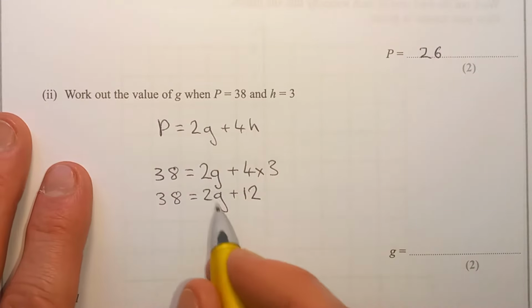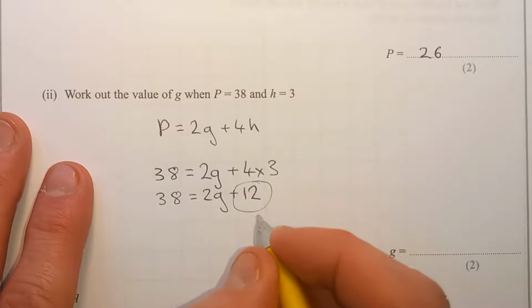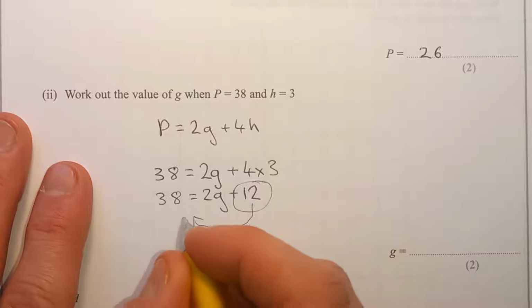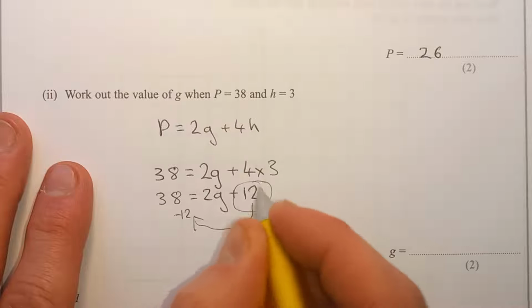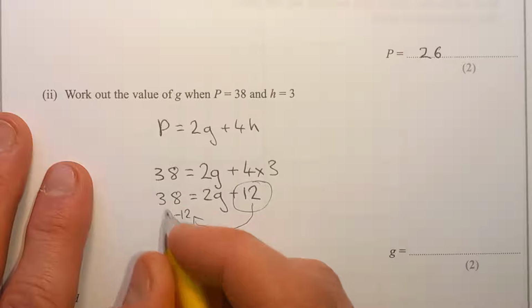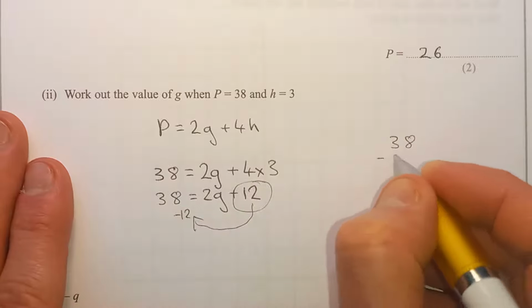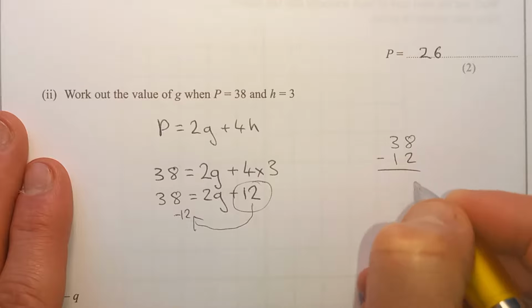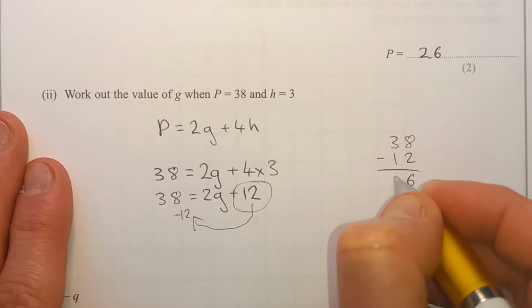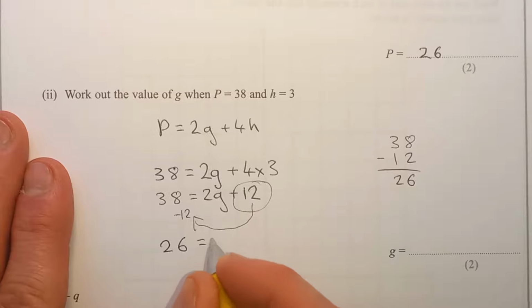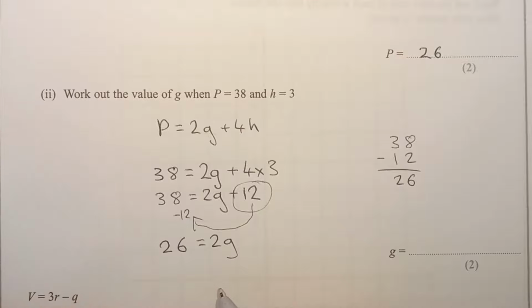Okay, so we want to get the G's on their own. So what I can do is get rid of this 12, and to get rid of it, I'm going to have to subtract it. So we're subtracting 12 from over here. We're going to have to subtract it over here as well. So we're going to want 38 minus 12. 8 minus 2 is 6. 3 minus 1 is 2. So that means we're going to end up with 26 equal to 2G. That's because we've taken 12 off of this side and we've taken 12 off of this side.